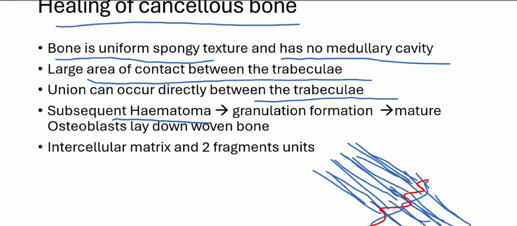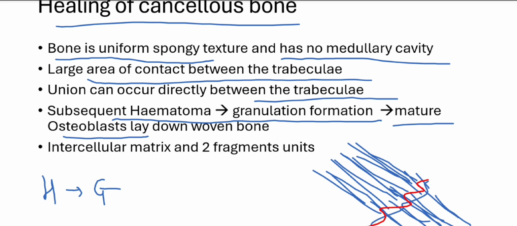Subsequently, there will be hematoma formation, granulation tissue formation, and mature osteoblasts which will lay down the woven bone. Woven bone is what? Cancellous bone. First there will be hematoma formation, then granulation tissue formation, and the callus, or the woven bone, which will be laid down by the osteoblasts to form the mature bone. Intercellular matrix forms and the two fragments will unite. So this is how these two fragments will unite.